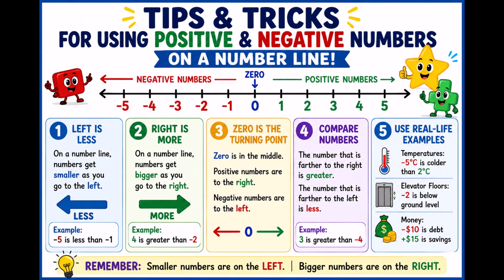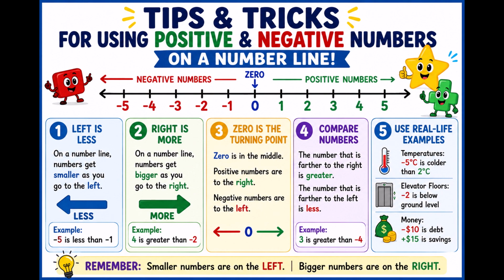On a number line, numbers get smaller as you go to the left. That means less. -5 is less than -1. And then on a number line, numbers get bigger as you go to the right. Again, right means more. So 4 is greater than -2.